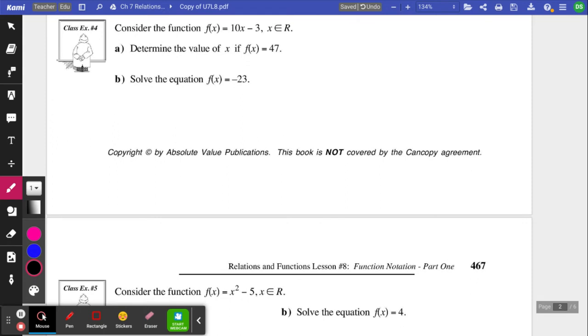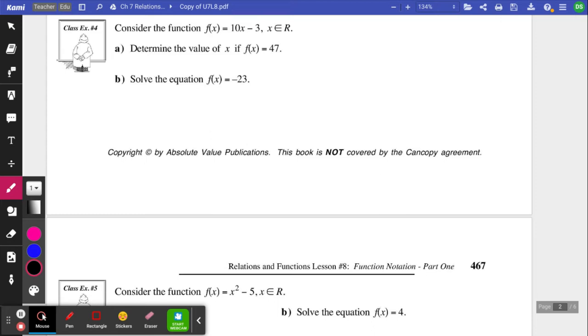Okay. This is a bit different. This question is where everybody gets confused. We're usually pretty good till this point. It says determine the value. First of all, they give you the function f of x. It's equal to 10x minus 3. And then they say find the value of x if the function f of x is equal to 47. Where do you suppose I'm going to put my 47?